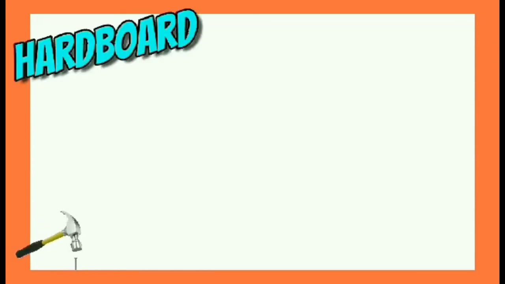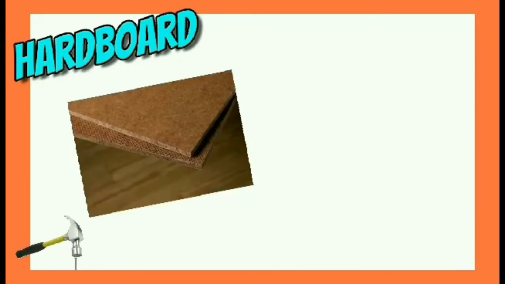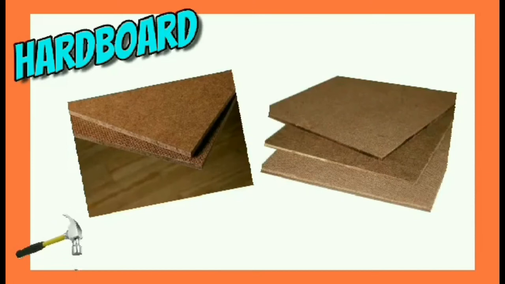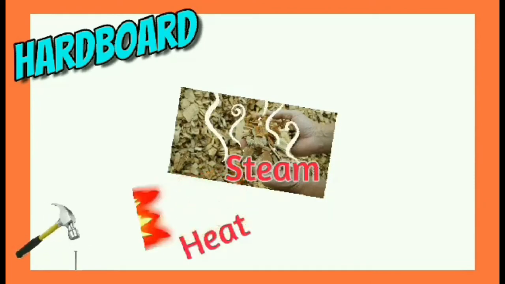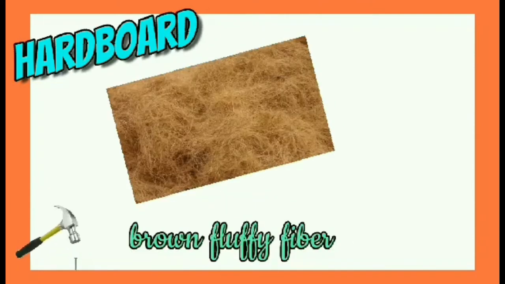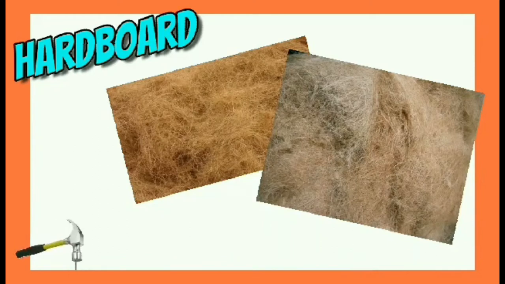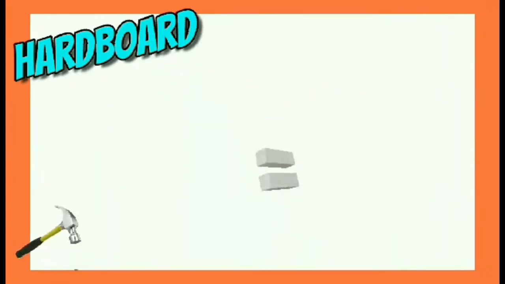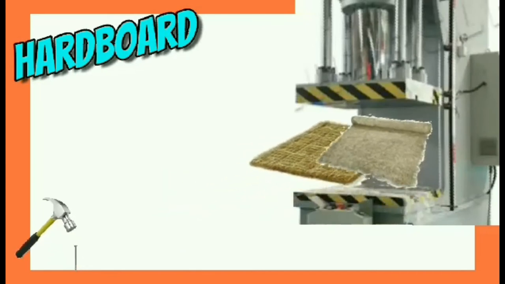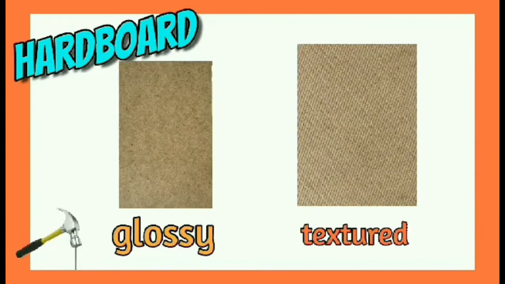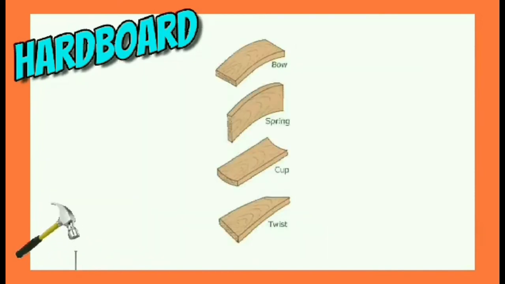Hardboard is a paneling material made by reducing and refining wood chips into small thread-like fibers and then pressing them under heat and hydraulic pressure into dense, smooth, and very rigid panels. In the production process, the pulp is exploded under pressure. Heat and steam is applied to leave fine, fluffy, brown fiber. These fibers are transformed into mats, which are held together with lignin and other glues. The mats are then pressed between steam-heated metal plates to give grainless sheets with one smooth, glossy surface and one textured surface. To prevent warping, moisture is added in a humidification chamber.